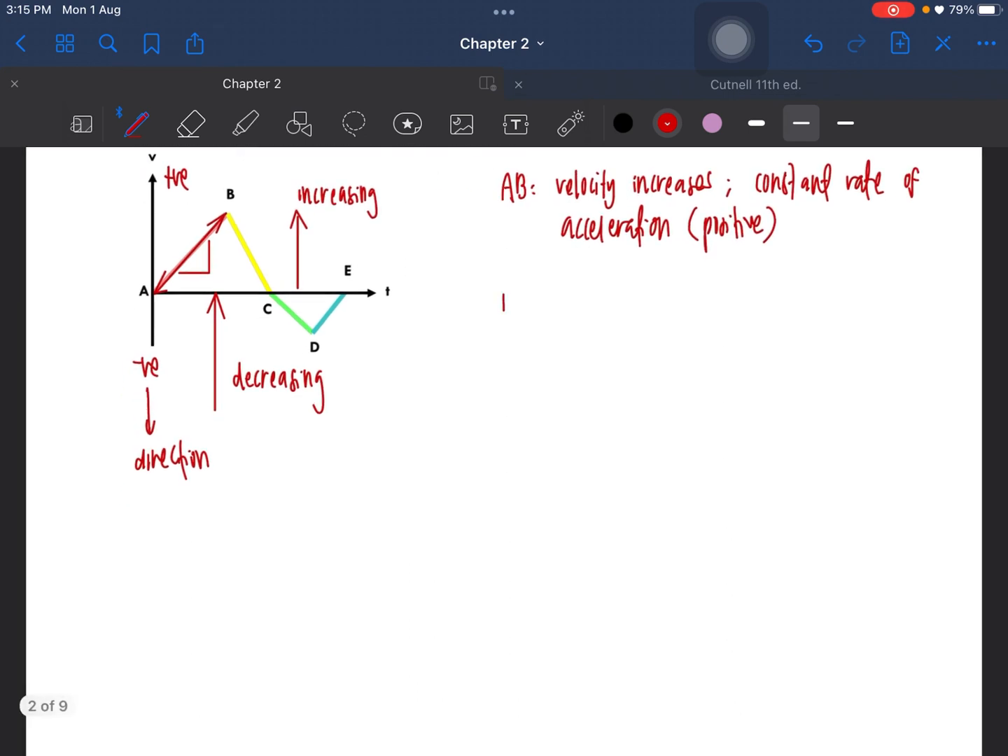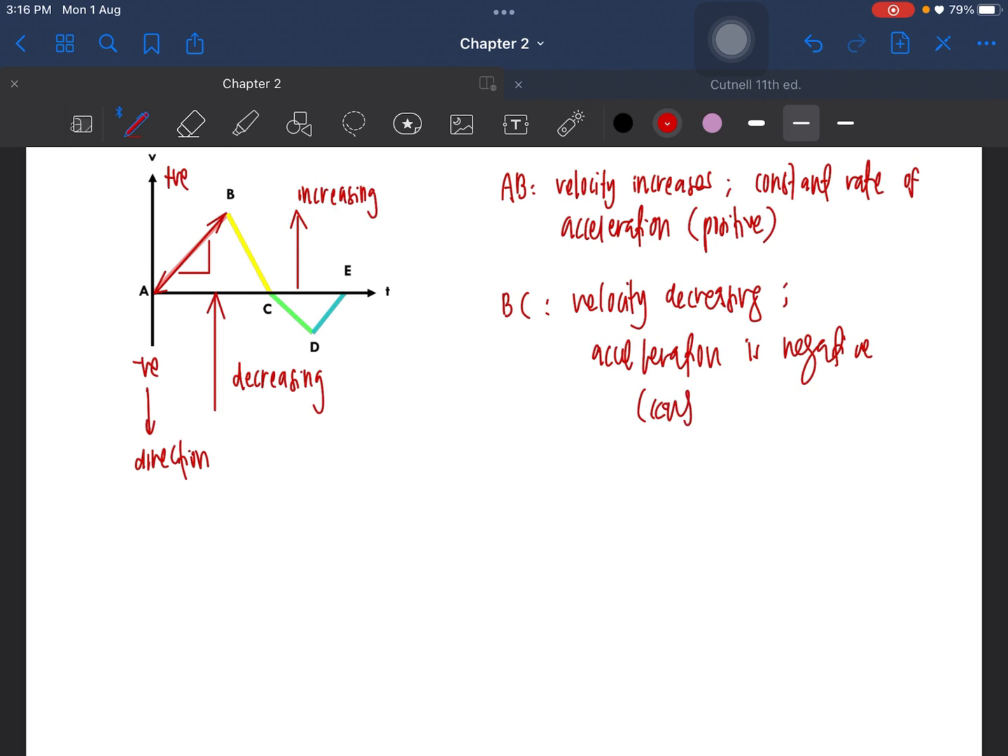Okay, and then point BC. You can see that it is moving closer to 0, meaning that the velocity is decreasing. And then the acceleration is negative. Okay, but this is again constant, because this here is also constant.